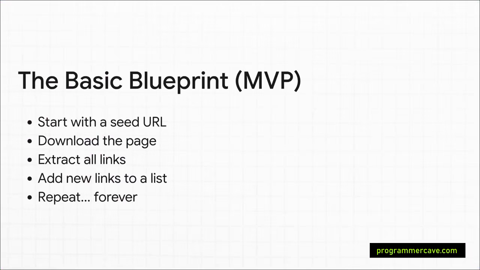And this is the fundamental loop of any crawler, whether it's big or small. You start with a seed URL, just one. You download that page. Then you extract all the links you can find on that page. You add those new links to a list, a to-do list basically, and then you just repeat, forever. That's the core engine right there.